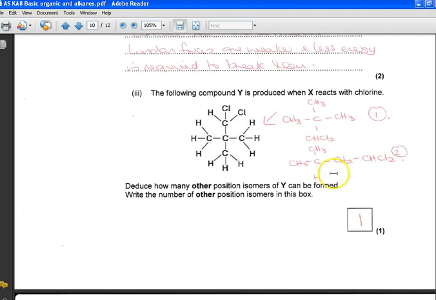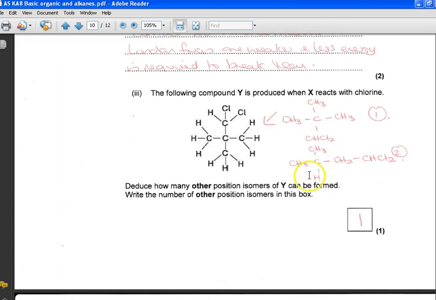Okay, and then we've got this compound produced when X reacts with chlorine. So here we've got dichloro. Yeah, we've got 2 chlorines on here, haven't we? Deduce how many other position isomers of Y can be formed.